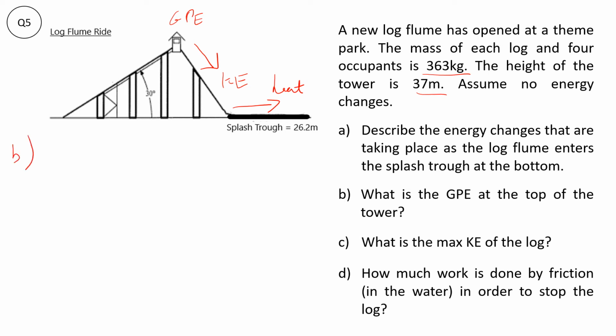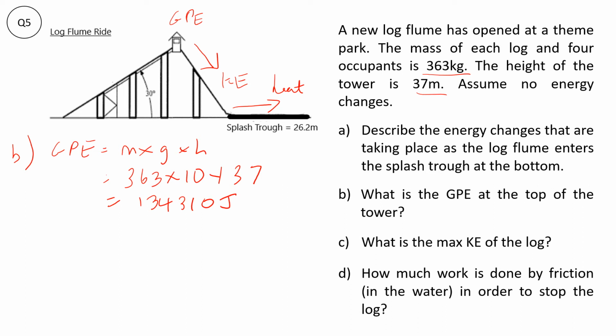B, what is the GPE at the top? GPE equals m times g times h. So that's 363 times 10 times the height, which is 37. Let's work that out. 363 times 10 times 37 equals, big number, 134,310 joules.